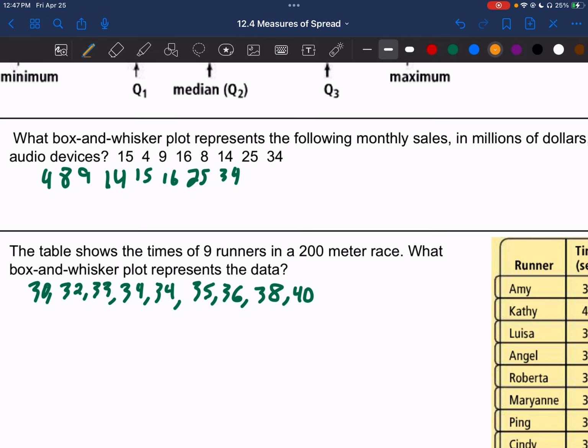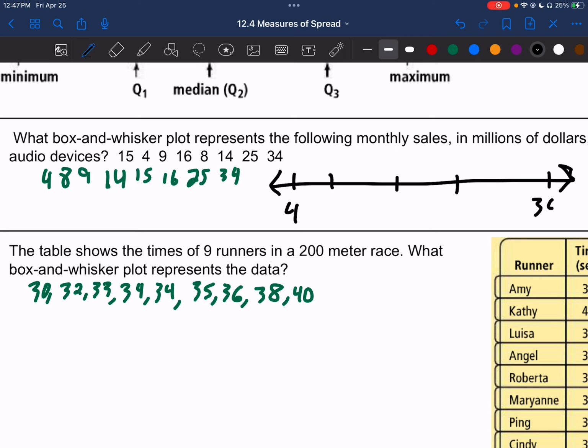So we want to make a box and whisker plot of the monthly sales data that we have there. So we're going to have a line and we're going to put some points along it. So we're going to have a 4, we're going to have an 8.5, and this is a big spread, so I'm just going to make some approximations. So my min is 4, my max is 34. Okay, so that covers min, max. And we have a total of 1, 2, 3, 4, 5, 6, 7, 8.